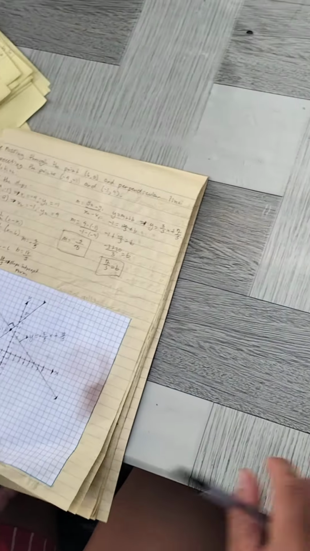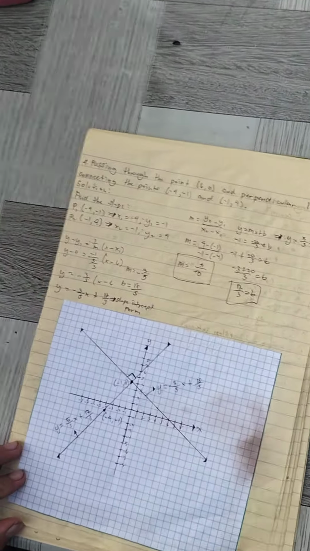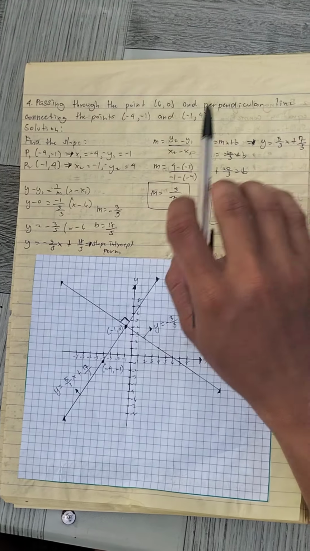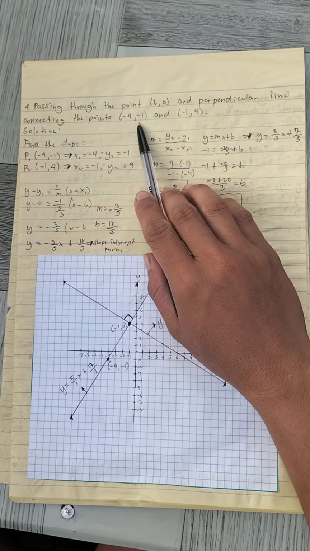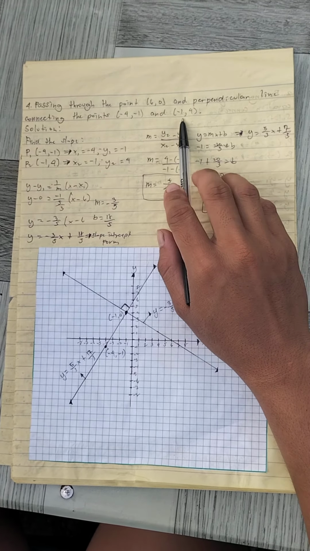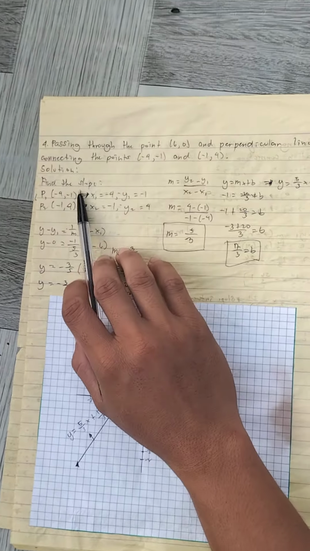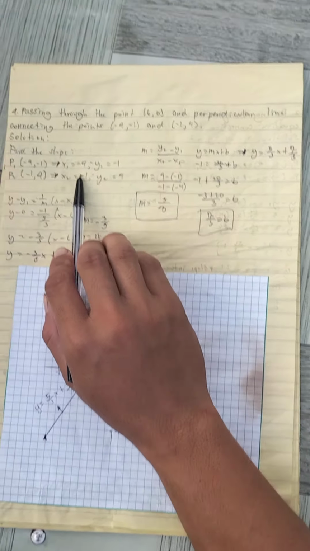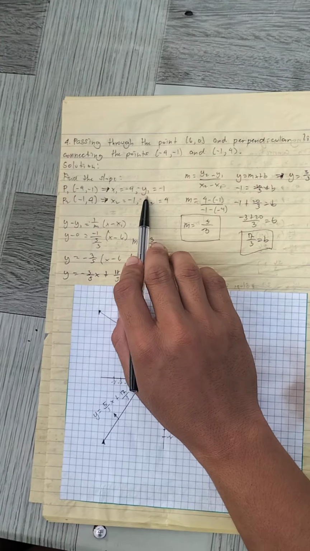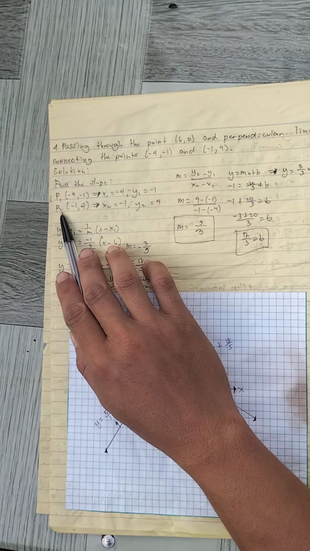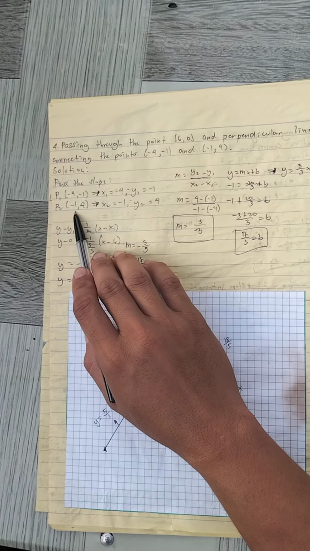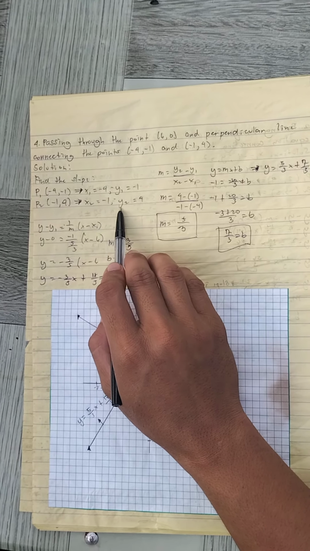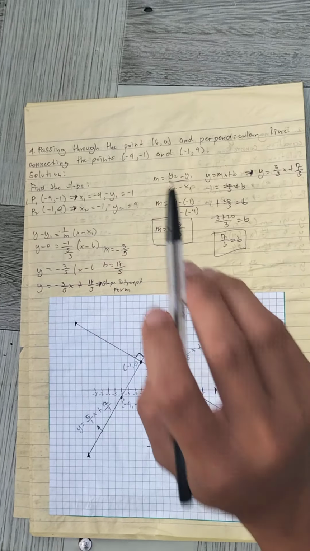And next, number 4. Passing through the point of 6 and 0 and perpendicular to the line connecting the point of negative 4 and negative 1 and negative 1 and positive 4. So, solution, find the slope. So, first point is negative 4 and negative 1. X sub 1 is equal to negative 4 and y sub 1 is negative 1. And second point is negative 1 and positive 4. And x sub 2 is negative 1 and y sub 2 is positive 4.